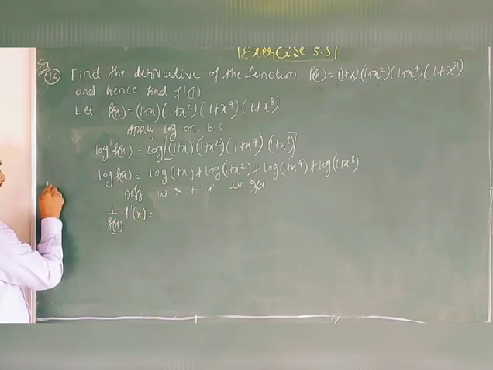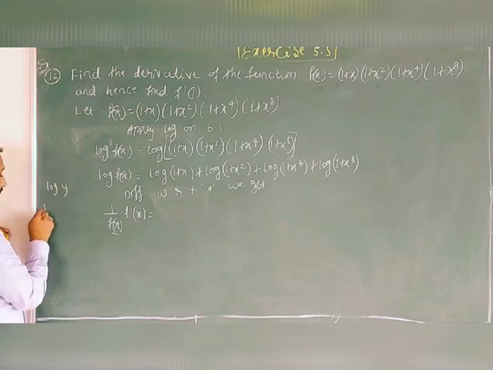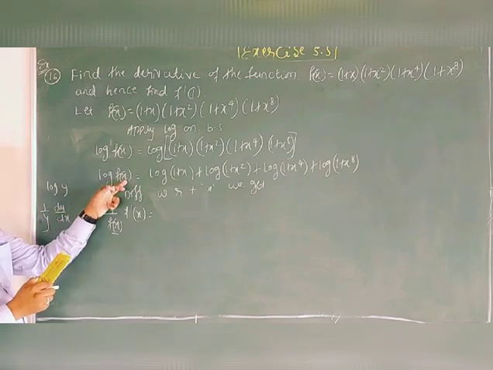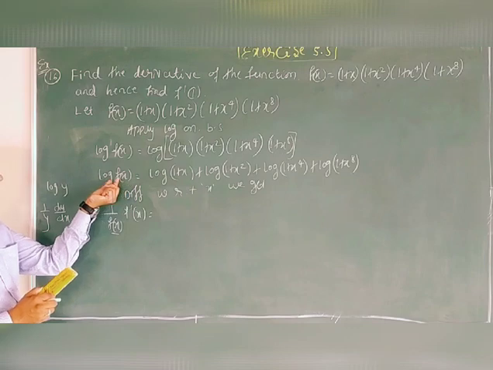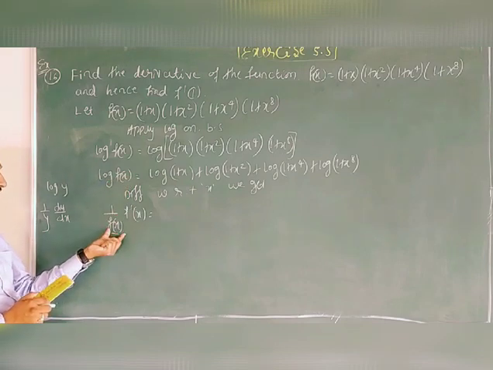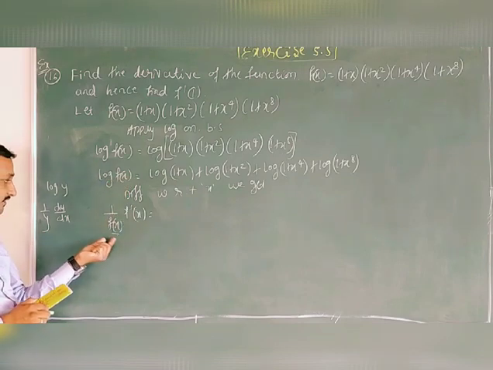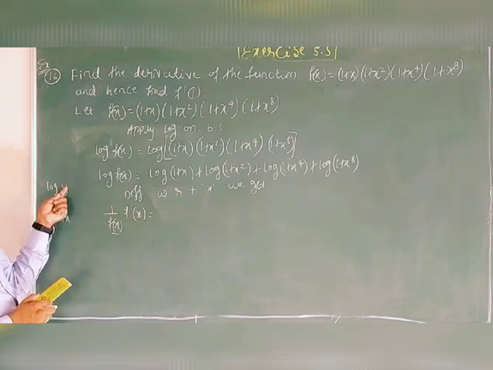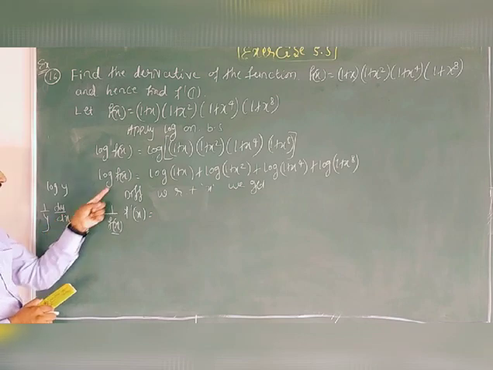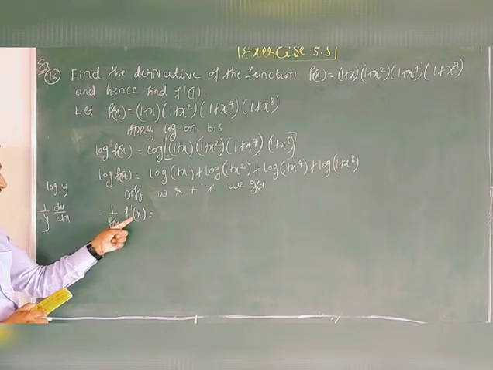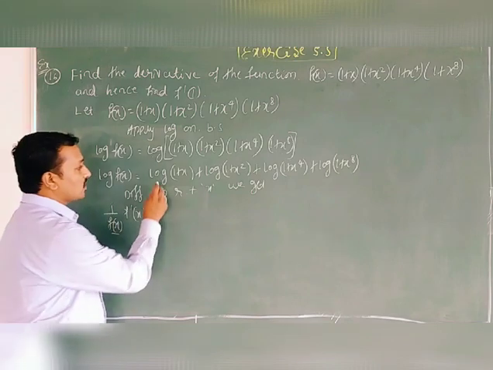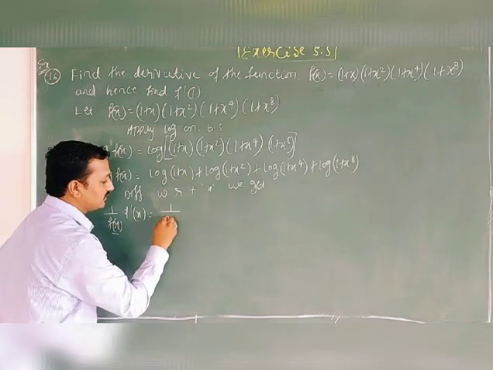So f of x can be written as y. The derivative of log y is 1 by y with respect to dy by dx. Like that, the derivative of log of f of x is 1 divided by f of x, times the derivative of this function, which is f dash of x. Same as y: 1 by y dy by dx.